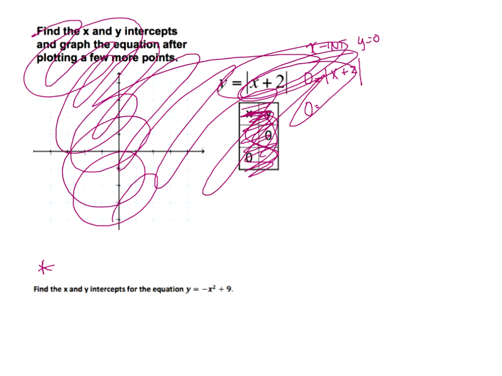Take a minute or so, and this is a quadratic, so don't worry about the absolute value stuff. Find the x-intercept or intercepts and the y-intercept for the equation listed here. Y equals negative x squared plus 9. I'll give you a moment to work that on your own, and then I'll start working it on the screen here in just a minute.